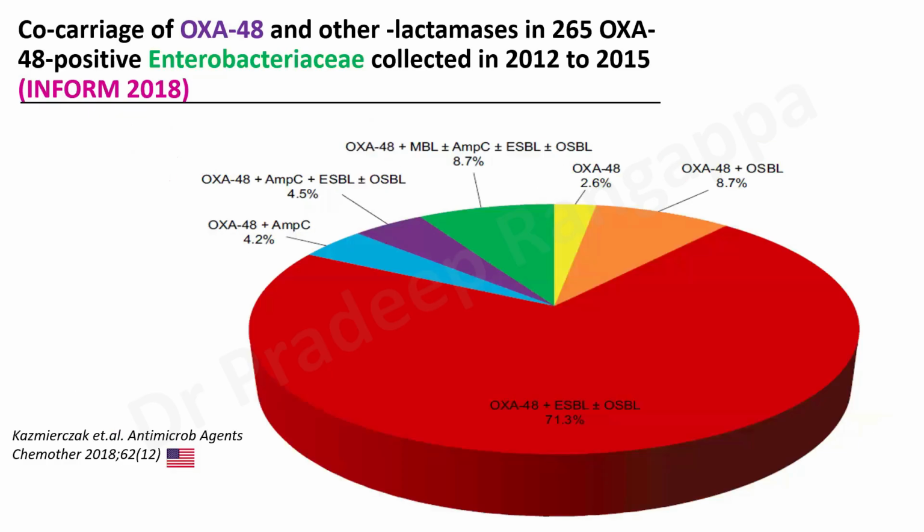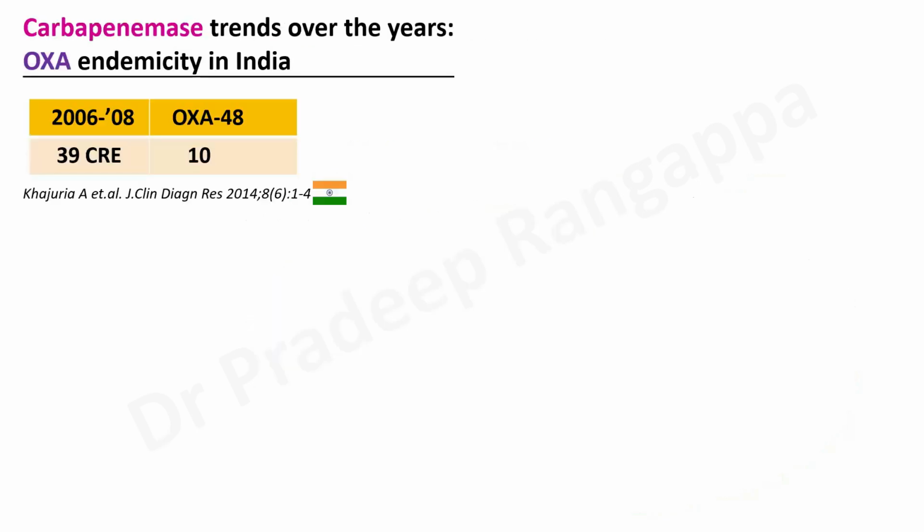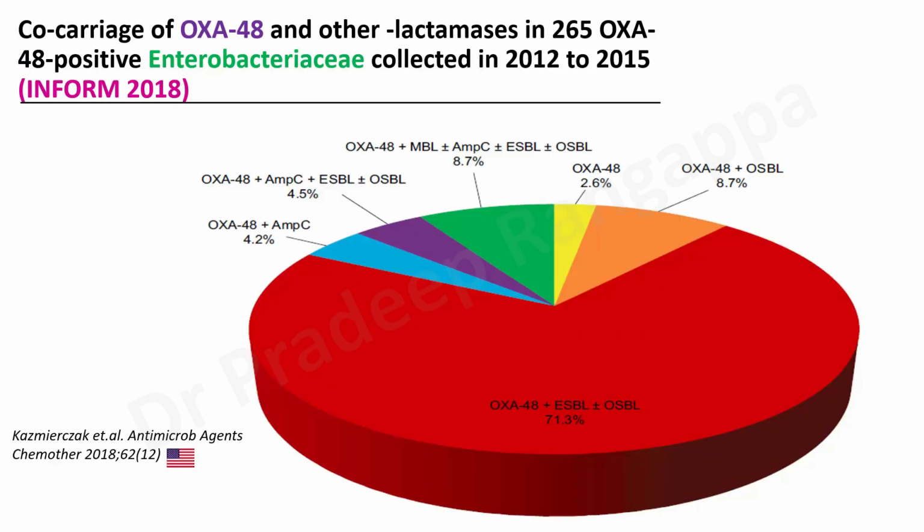So this is a very good study, which I'm sure most trainees should remember. It's the INFORM study which came in 2018 from the US group, where they looked at the various enzyme production by these Enterobacteriaceae. As you see, the predominant enzyme, produced by 71.3% of Enterobacteriaceae, was OXA48 along with ESBL or OSBL. OSBL is ordinary spectrum beta-lactamase, ESBL is extended spectrum beta-lactamase. So 71.3% was a combination of OXA48 with ESBL, and there were all others which constituted different percentages of enzyme producers.